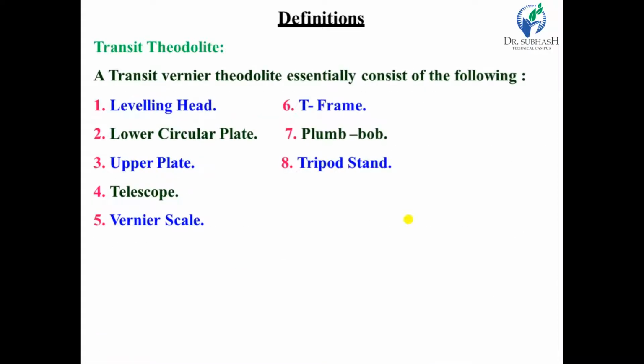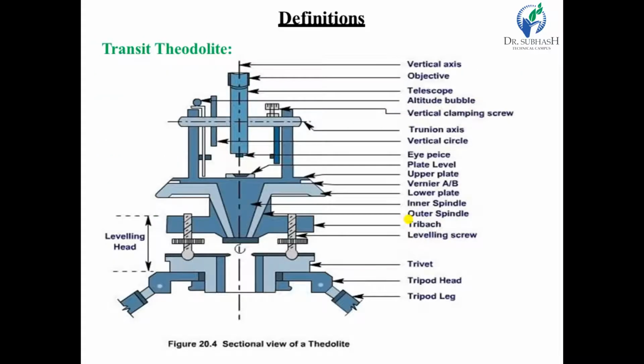Now we are moving to the different parts of the theodolite, the parts that consist in the transit vernier theodolite. There are 6 to 8 different parts and many smaller sub-components. First is the leveling head, lower circular plate, upper plate, telescope, vernier scale, T-frame, plumb bob, and tripod. We are discussing in depth the different functions of these parts.